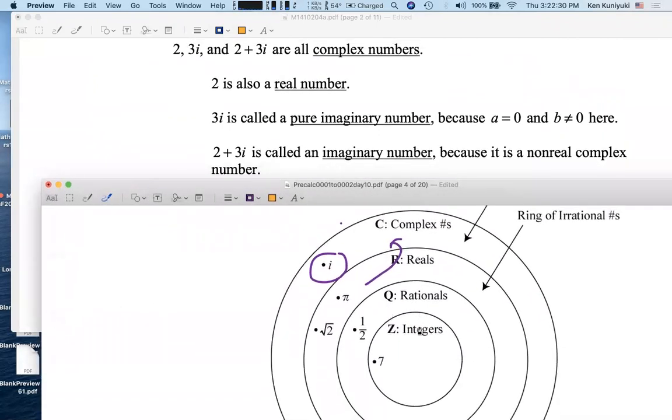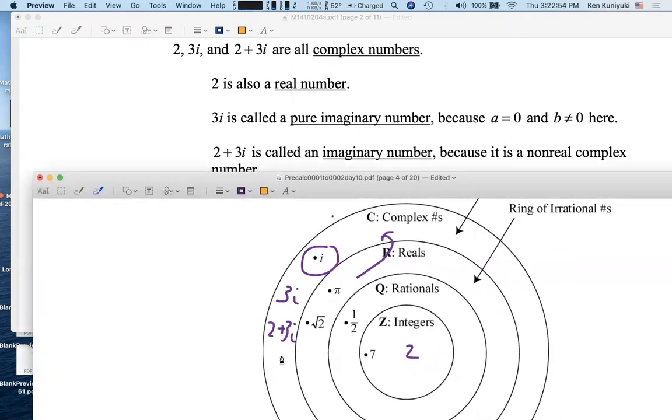2 is an integer. In fact, it's a real number. That's also a complex number. 3i over here is a pure imaginary number because the real part is 0, and it's not 0 itself. 2 plus 3i is another imaginary number over here.